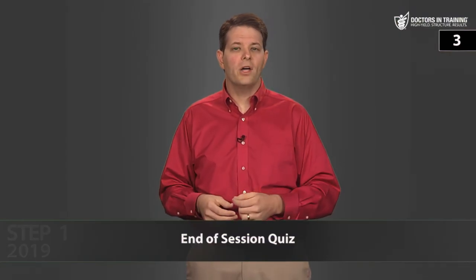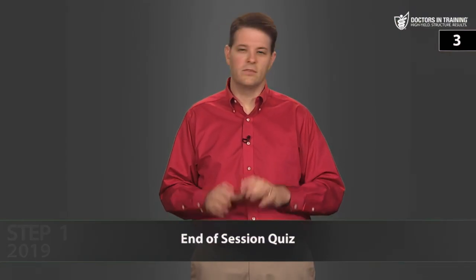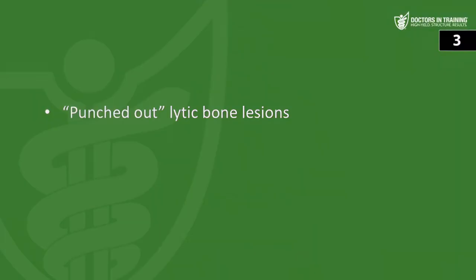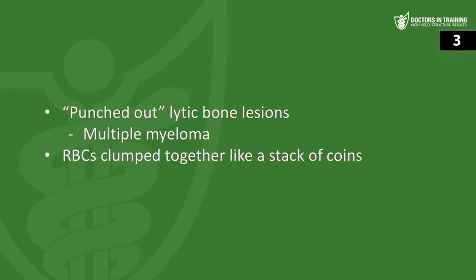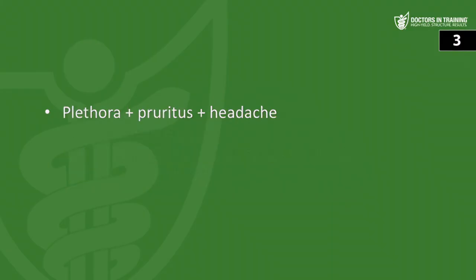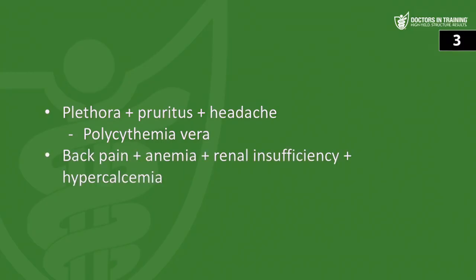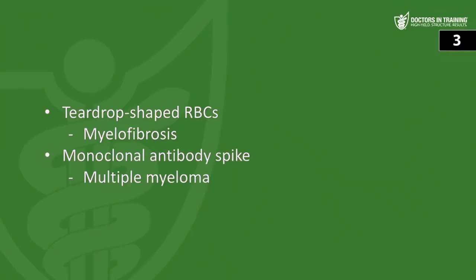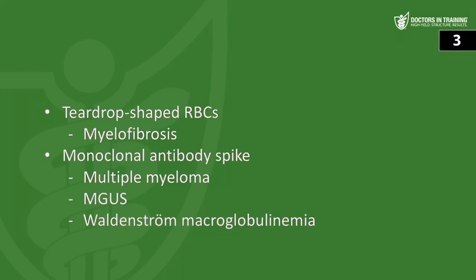First question, what pathology best fits each of the following descriptions? Now, if you don't know anything else from this video, know these. So punched out lytic bone lesions are seen with multiple myeloma. Red cells clumped together like a stack of coins, that's the rouleau formation seen in multiple myeloma. Plethora plus pruritus plus headache is polycythemia vera. Back pain plus anemia plus renal insufficiency plus hypercalcemia is multiple myeloma. Teardrop-shaped red cells are seen in myelofibrosis. And a monoclonal antibody spike is classically a feature of multiple myeloma, but it could also be MGUS or Waldenstrom's macroglobulinemia.